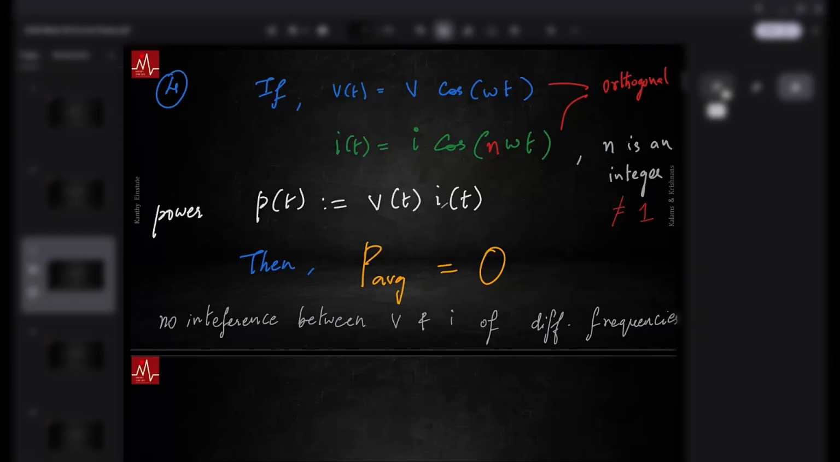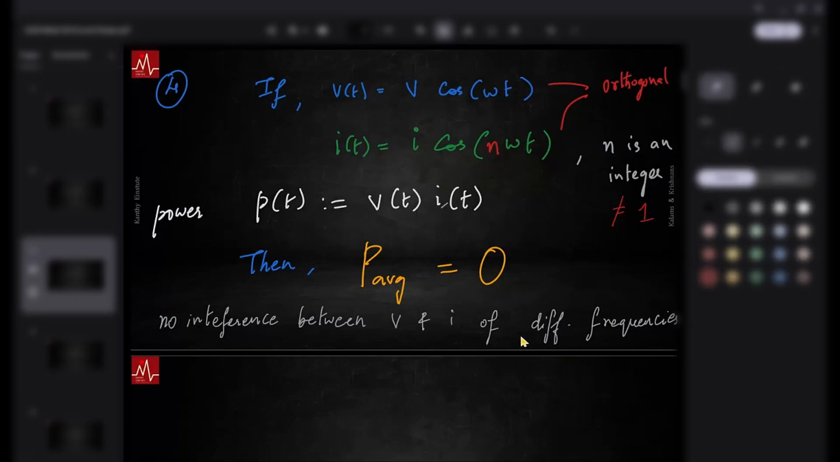If the frequencies are different, actually, technically, under certain conditions, asymptotically, even n need not be an integer. If you take an integral over a sufficiently long time interval, any two frequencies' power will be 0. But in this case, n is an integer not equal to 1, it's certainly 0. This we have to know.